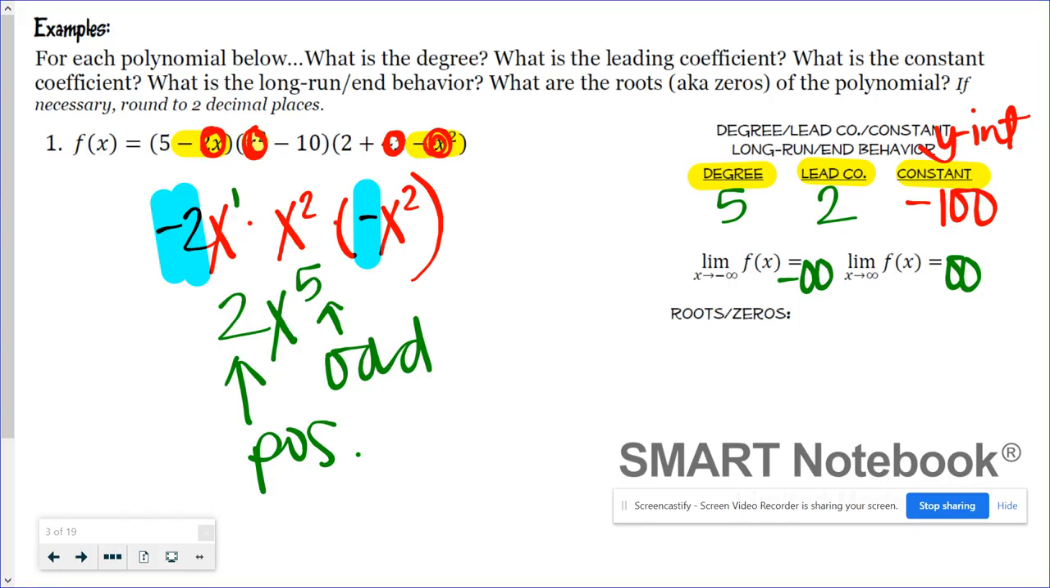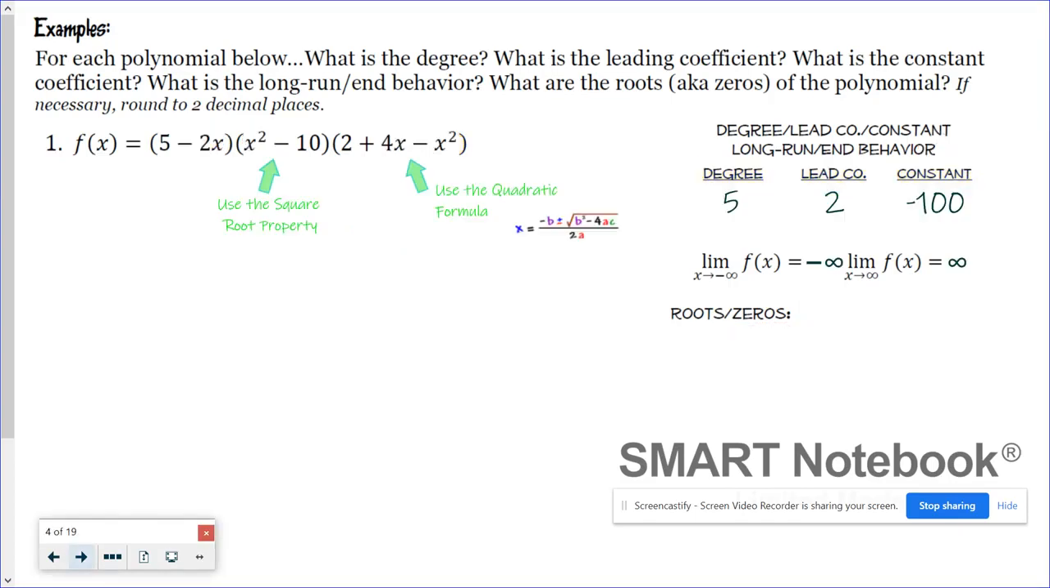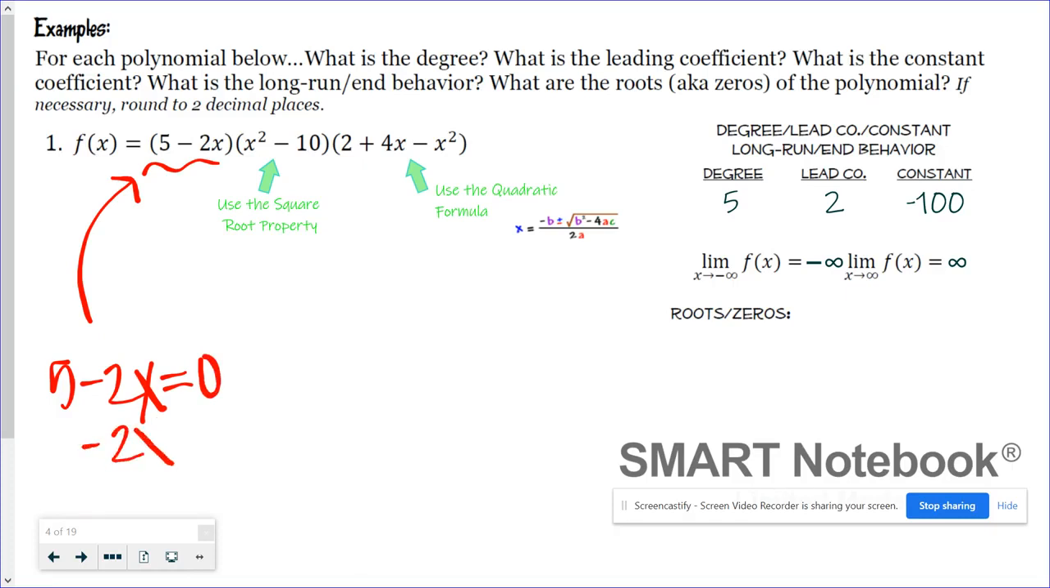Okay, so now let's talk about these roots or these zeros or these x-intercepts. All right, so I'm going to use my zero product property. So I'm going to take each factor and set the factor equal to 0 and solve. So starting with that first factor, I could probably do this one mentally. If I did 5 minus 2x equals 0 and I solved for x, I would have negative 2x is equal to negative 5. So that means x is equal to 5 halves, or 2.5. So that's one of my zeros.